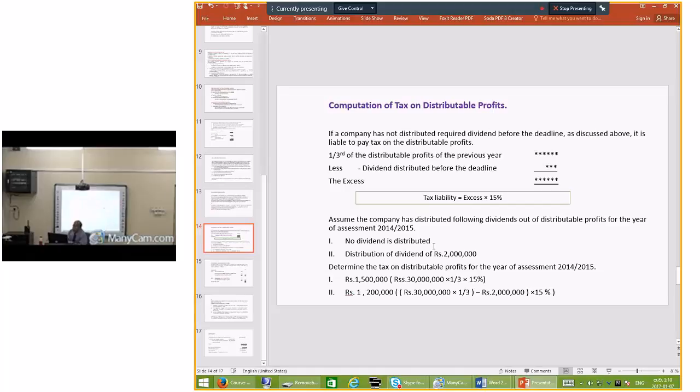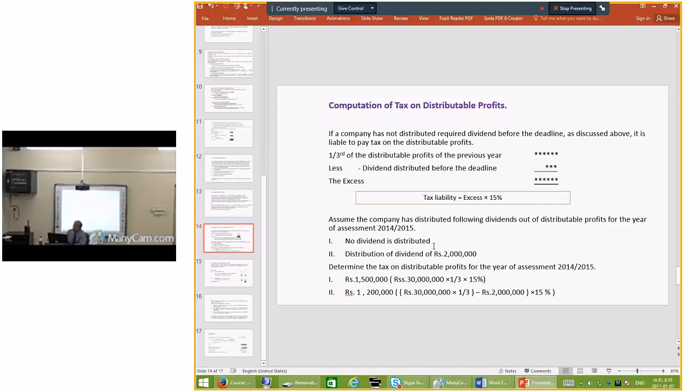The first step is we compute the one third of the distributable profit, which is 10 million. The company has declared only 2 million of dividend. Then we arrive at 8 million. For that 8 million, the company has to pay 15% dividend tax. 8 million into 15% comes to 1.2 million. Now I have explained all the scenarios.